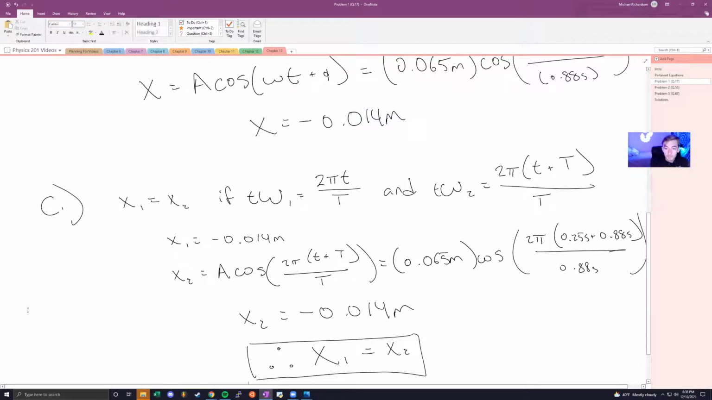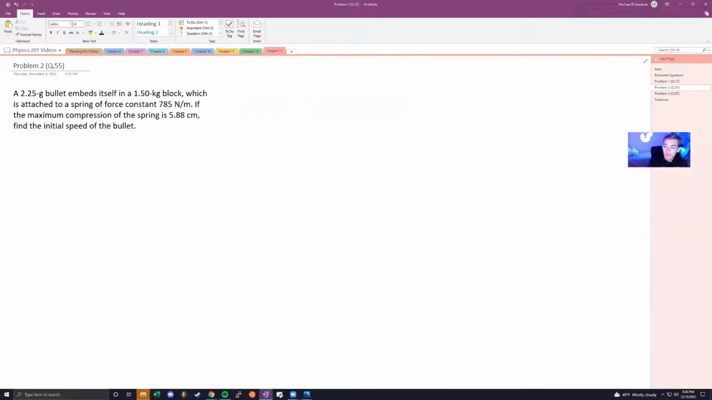Okay, let's go on to the next problem. I think this problem does a really good job at describing oscillations and collisions at the exact same time. So let's read what this is asking. A 2.5 gram bullet embeds itself into a 1.5 kilogram block, which is attached to a spring of force constant 785 newtons per meter. If the maximum compression of the spring is 5.88 centimeters, find the initial speed of the bullet.